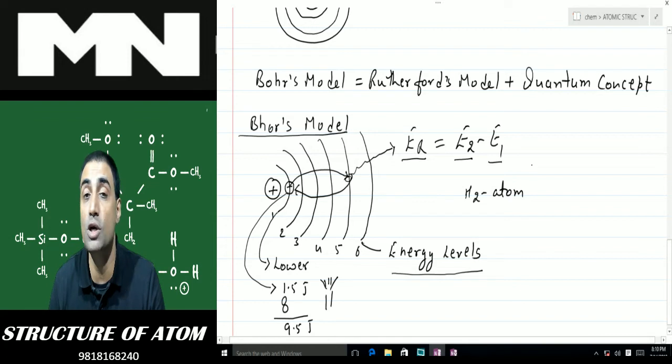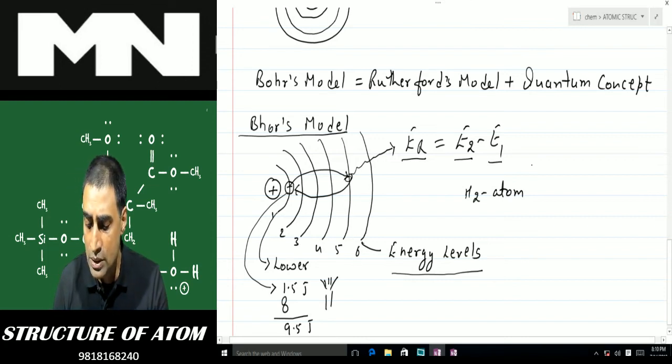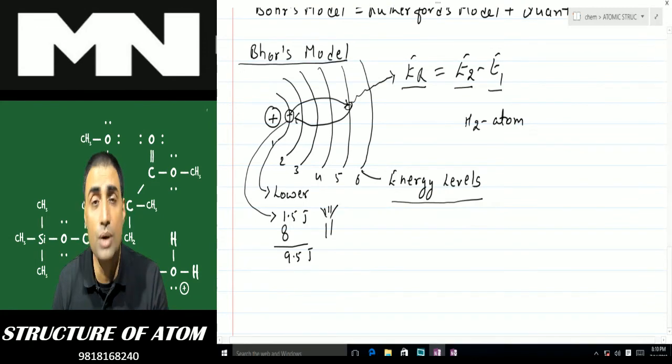E2 means energy of higher energy level. So whatever will be the higher value, that will be E2, and whatever will be the lower value, that will be E1. Now the question comes, how to calculate energy of an energy level?